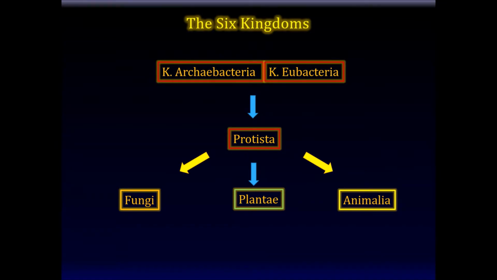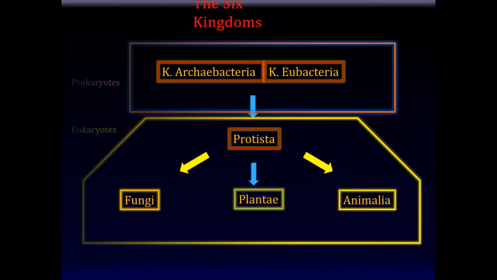Kingdom Archibacteria, Eubacteria. And the way that you see them before you is the way scientists believe they evolved. In other words, plants evolved from protists. Animals evolved from protists. Fungi evolved from protists. Protists didn't evolve from fungi. Fungi didn't evolve from plants. And protists are thought to have evolved from bacteria. Does that make sense? So these are the six kingdoms.